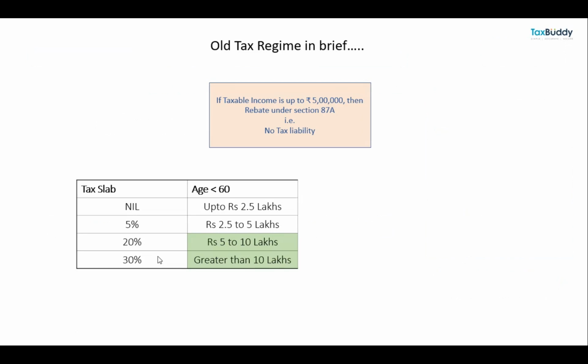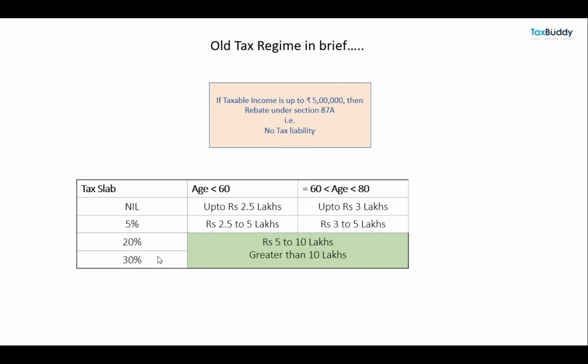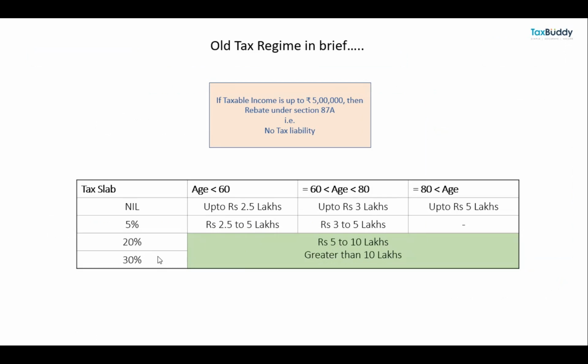The slab rates in old tax regime are bifurcated into three groups of people. First, age less than 60 years. Second, 60 years or more but less than 80 years. Third, 80 years or more. The difference between these three categories is the basic exemption limit. For the first category it is 2.5 lakh, for the second it is 3 lakh, and for the third it is 5 lakh.